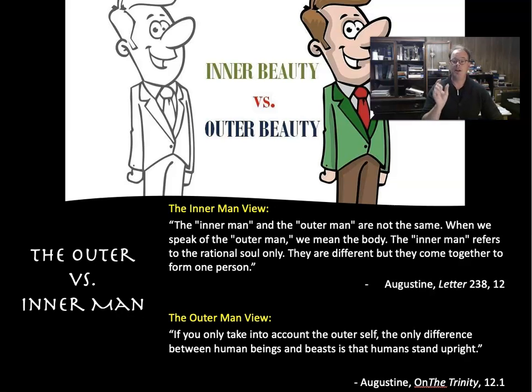So that's the tension. The human individual is a walking conflict. The outer man view: if you take only into account the outer self, the only difference between human beings and beasts is that humans stand upright. So you see his implication that the human animal bodily is an animal like all others, driven by impulses and desires, right? So partly what Augustine is concerned with here is the dignity of man.